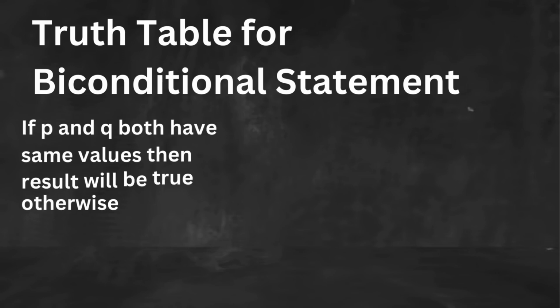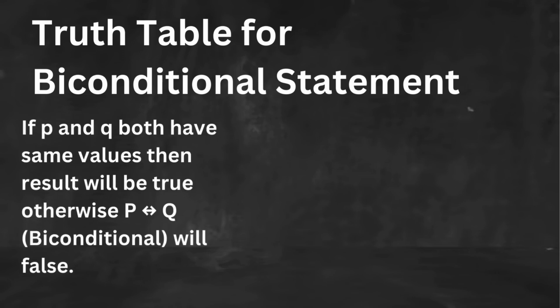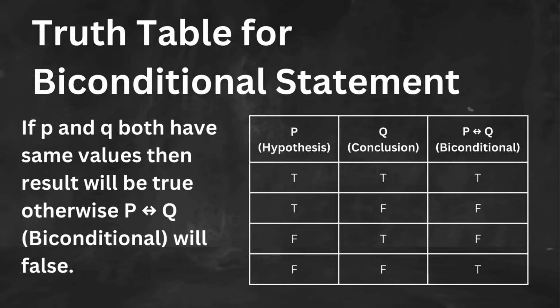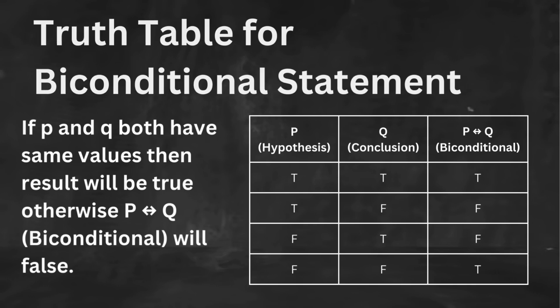Truth table for biconditional statement. If P and Q both have the same values, then the result will be true, otherwise P↔Q, biconditional, will be false. Look at the table, the result of the first and last row is true, because P and Q have the same values, and the third and fourth rows have a false result.